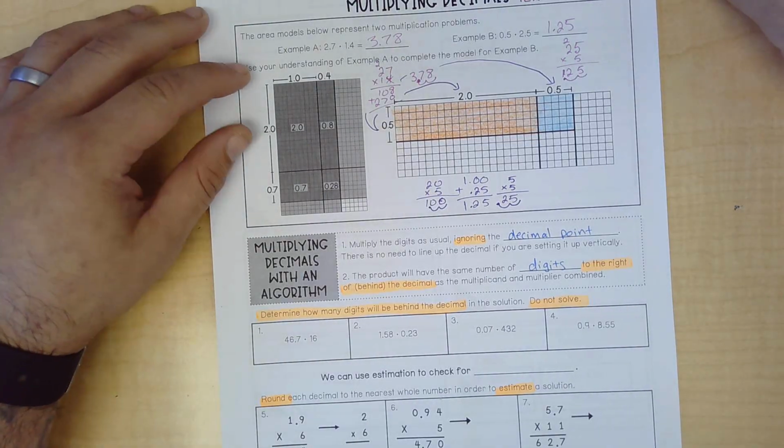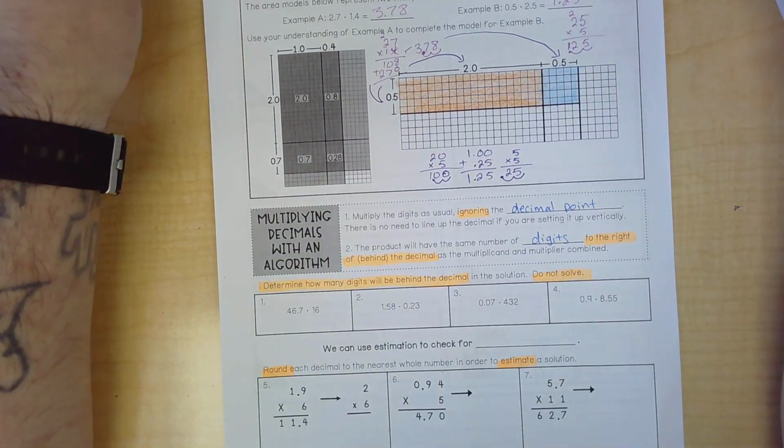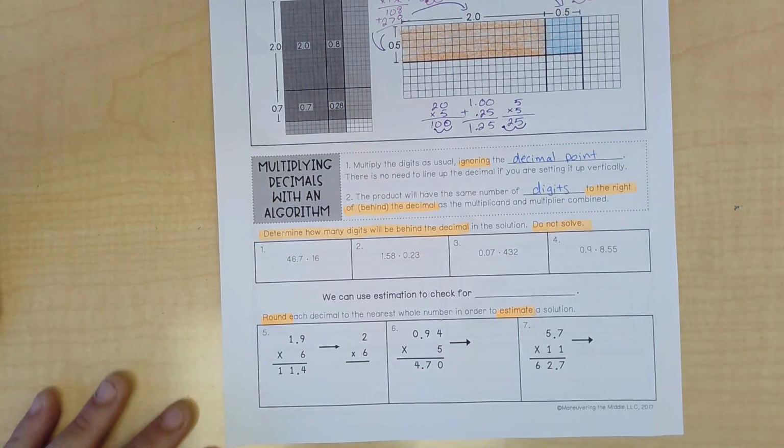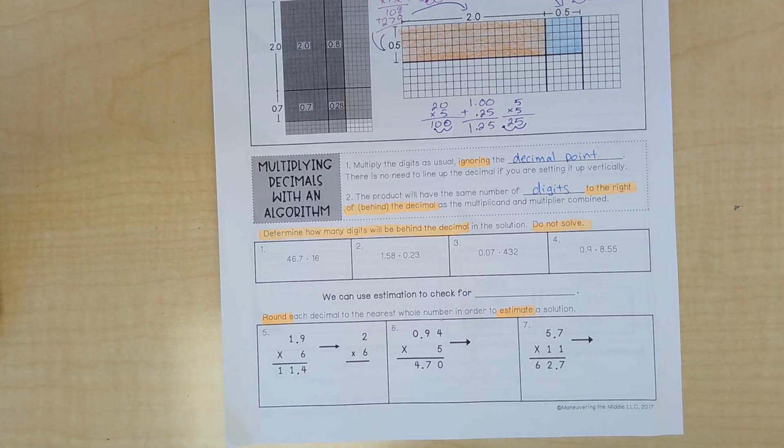But moving on, we're going to be focusing on the standard algorithm, which is what I actually prefer. Okay, so again, when you multiply, you're going to ignore the decimal point at first, okay?